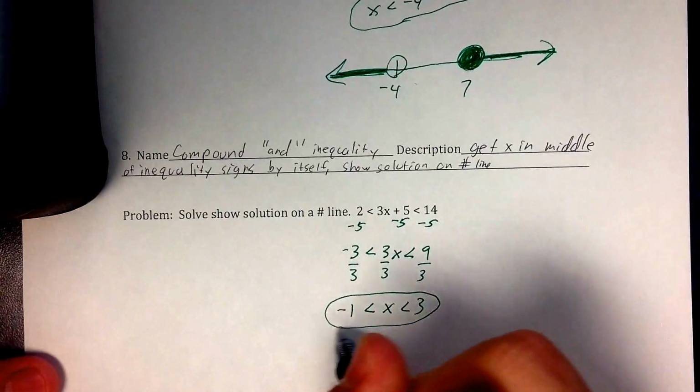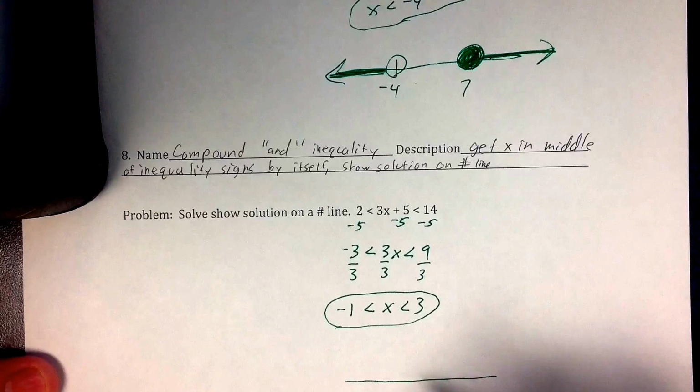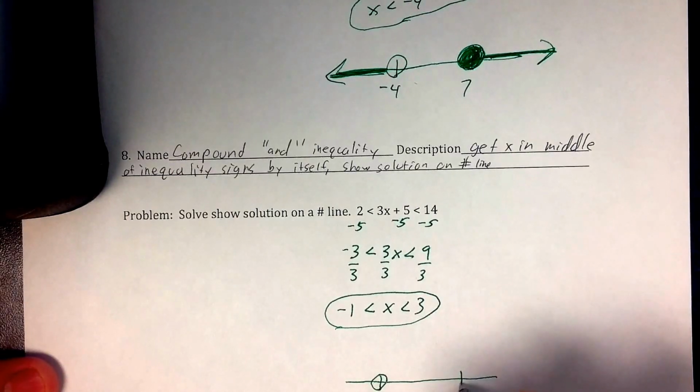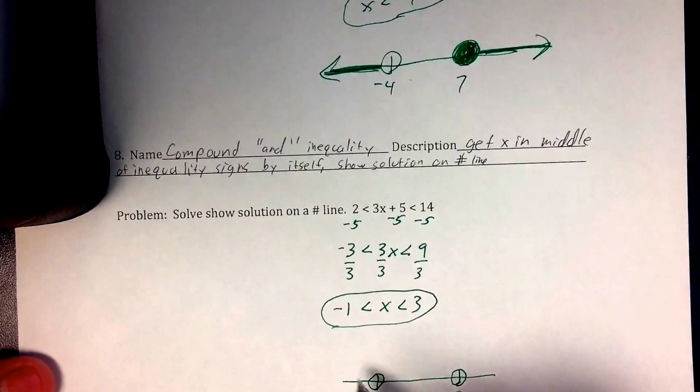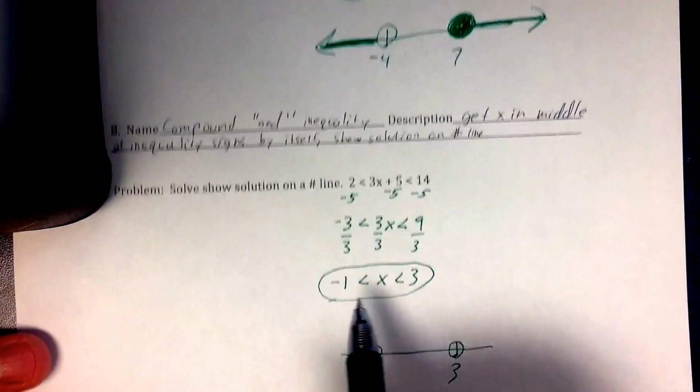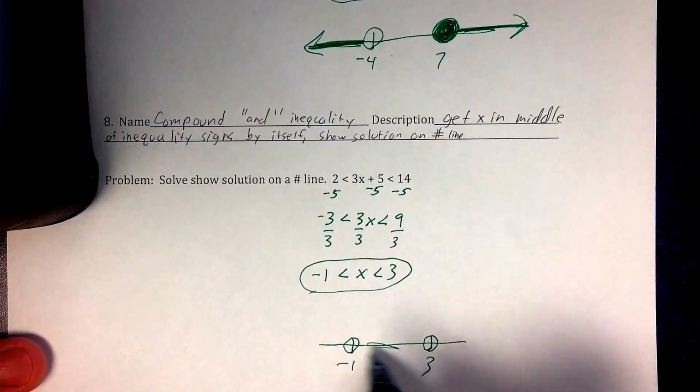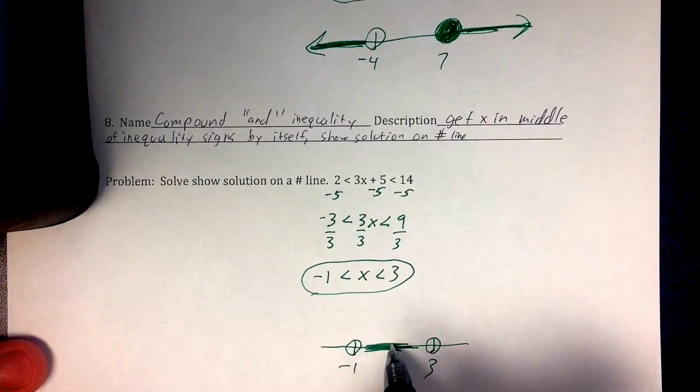So that's the solving. On a number line I'm looking at having negative 1 on the left, 3 on the right. They're both open because neither one of these has the line underneath. And since x is in the middle of those, that means I shade in between negative 1 and 3.